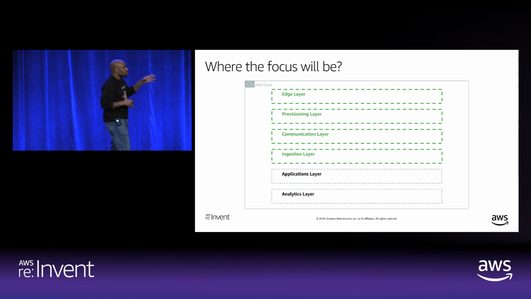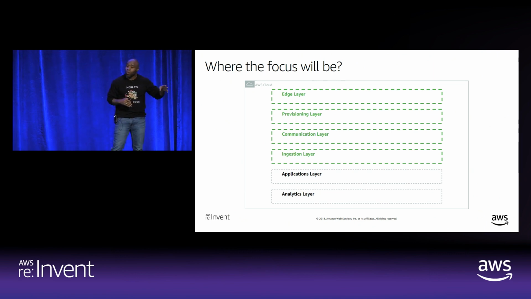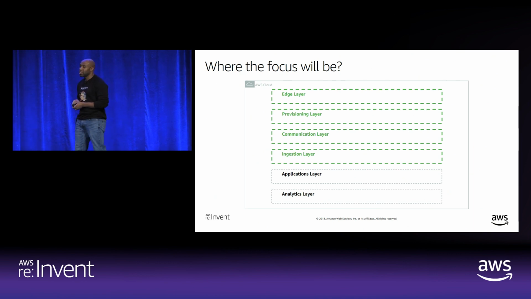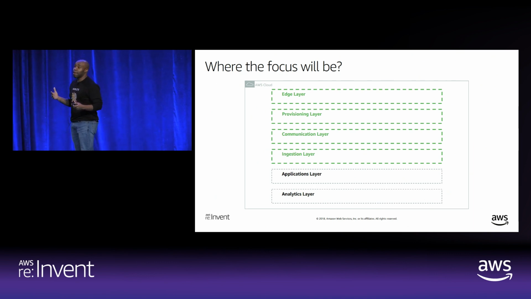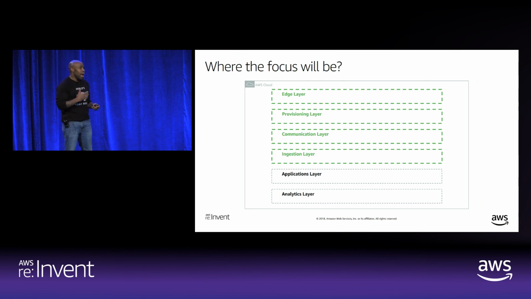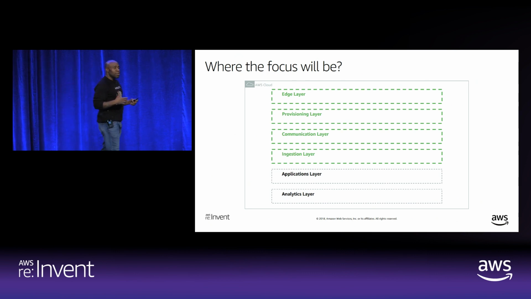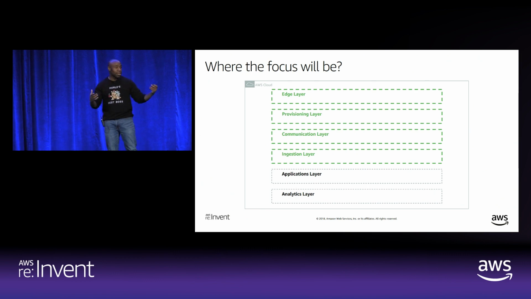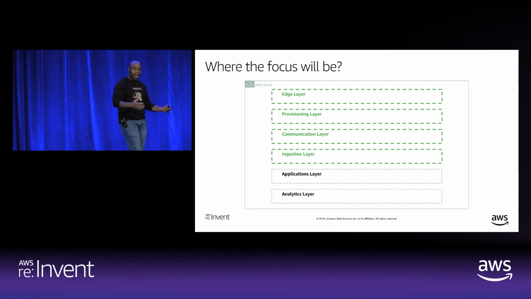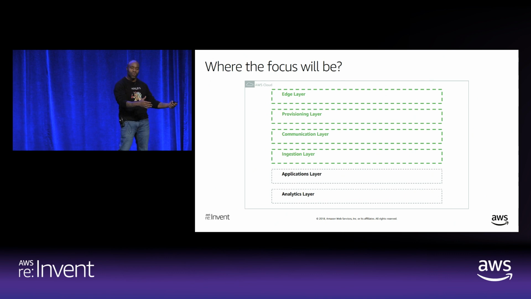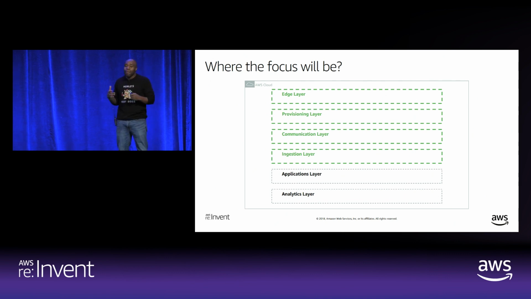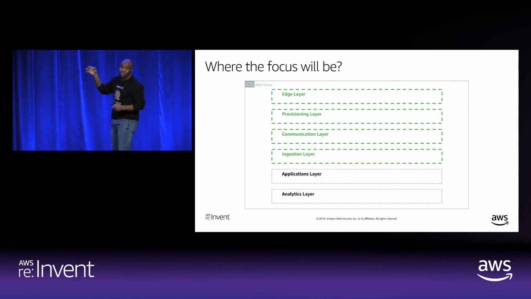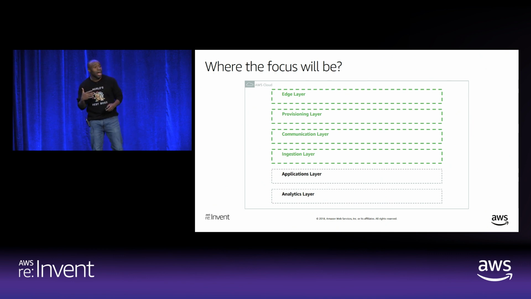For this talk, we're going to focus on the first four. The reason why we're going to focus on the ones in green, the edge, provisioning, communication, and ingestion, is that these are actually unique to IoT applications. Once you start getting into applications and analytics layers, those are tried and true multi-region approaches. Do I take RDS and put it in another region? Do I take my analytics and my big data and get it from S3 in one region to another? It's independent of IoT, but these first four layers are very unique to it. So we're going to spend a lot of time on those.